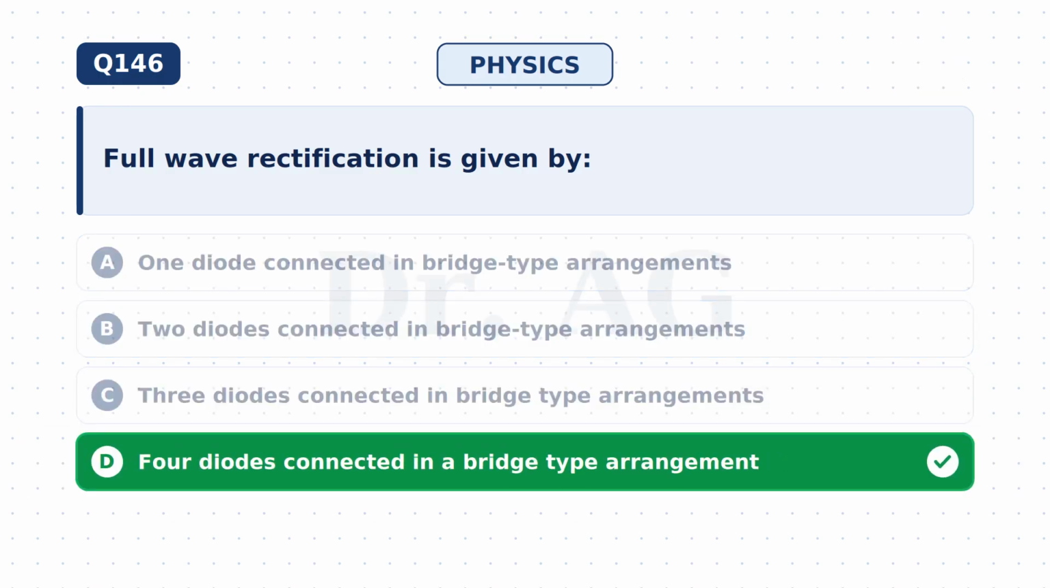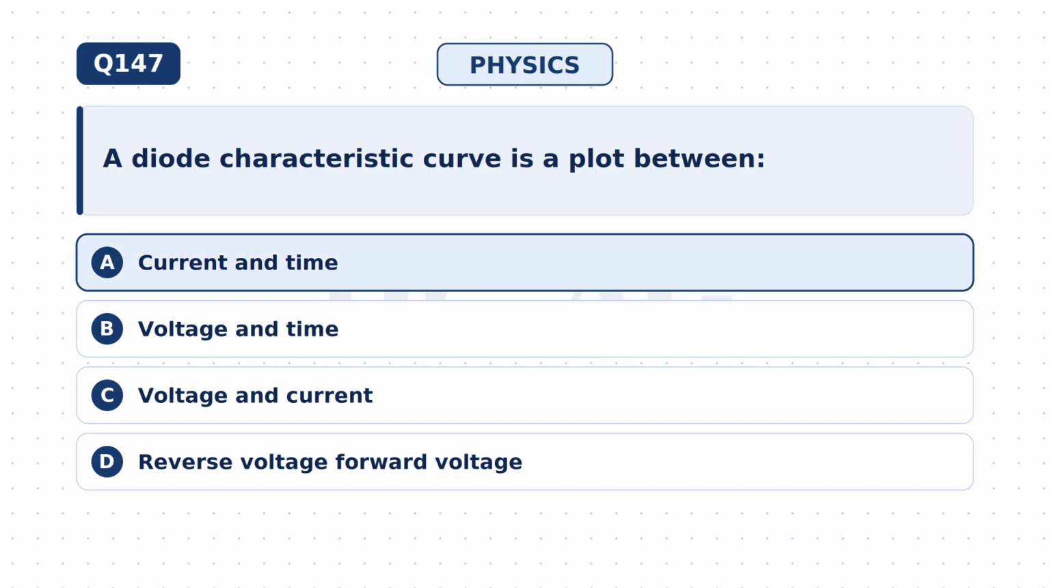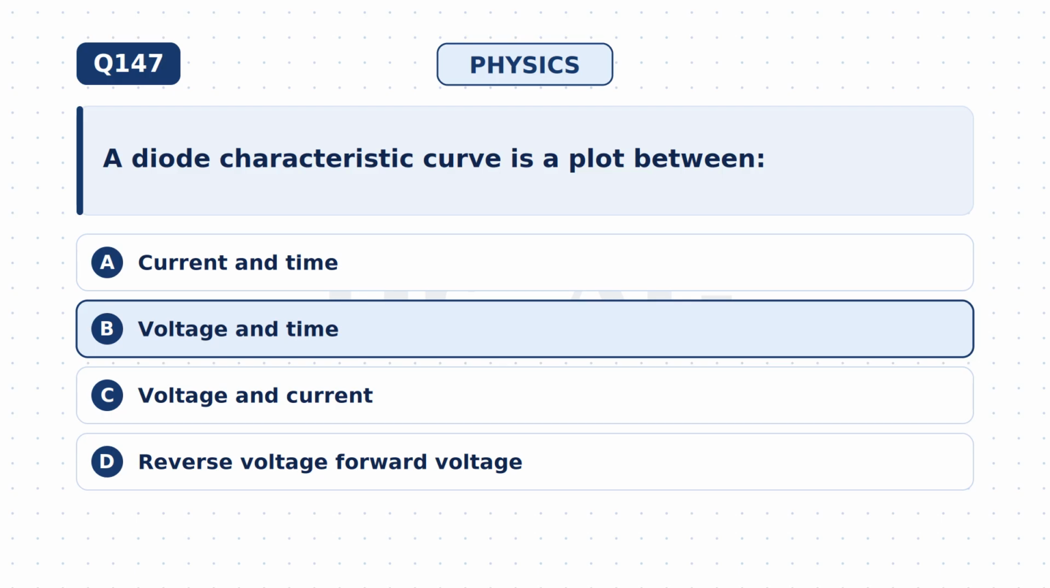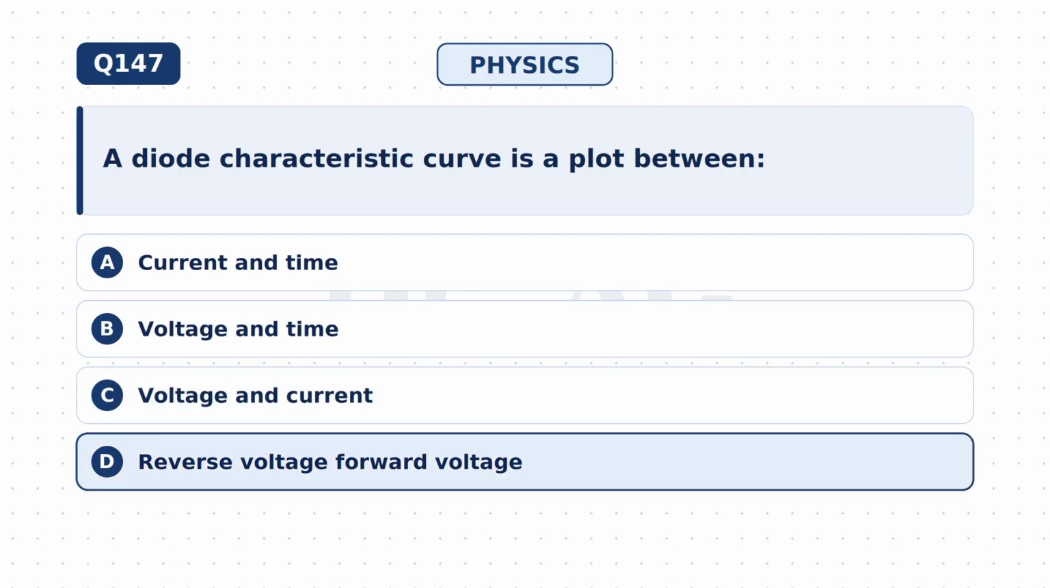The correct answer is D, 4 diodes connected in a bridge-type arrangement. Question 147. A diode characteristic curve is a plot between option A, current and time. Option B, voltage and time. Option C, voltage and current. Option D, reverse voltage and forward voltage.